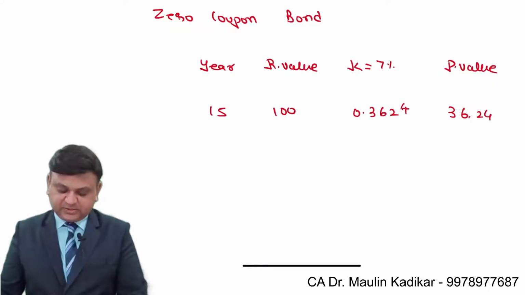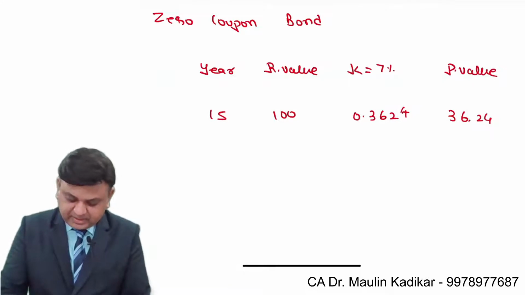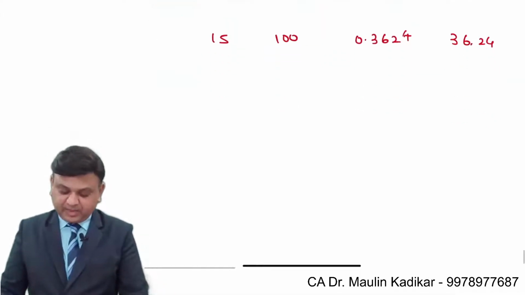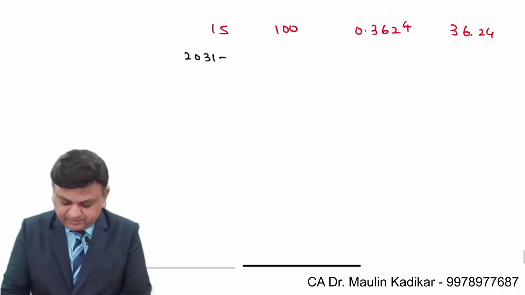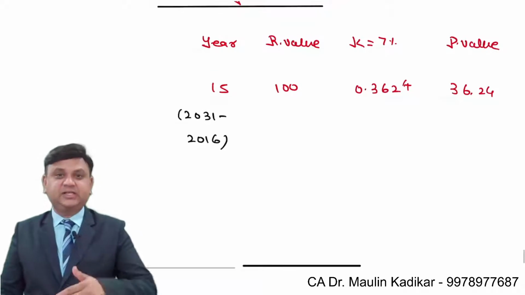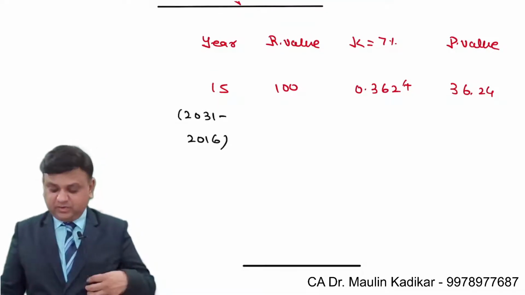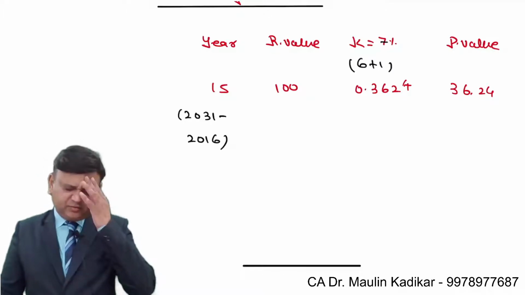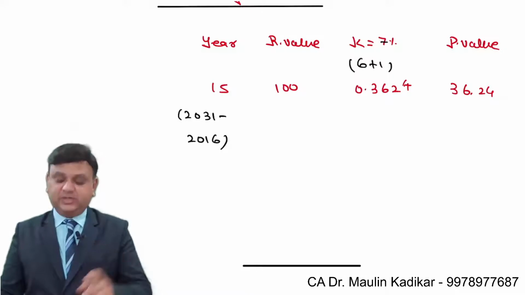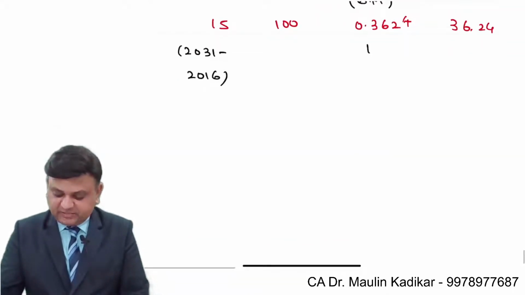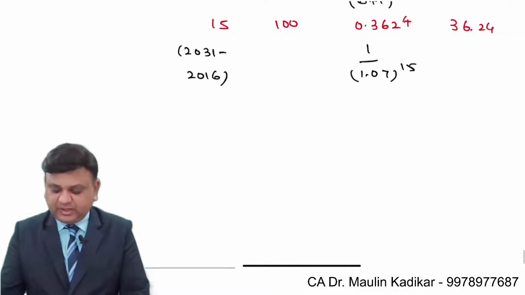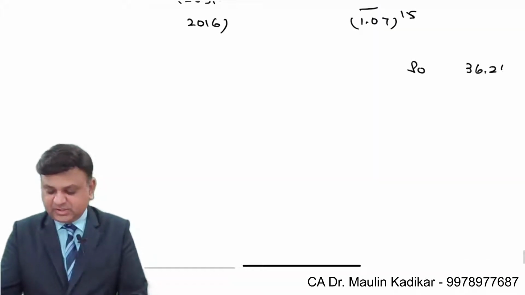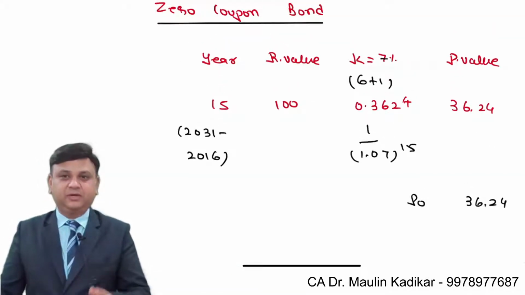I just explained to all of you friends. In case of zero coupon bond, there is no cash accrual in between. You are going to get the amount directly at the end of the 15th year. How is this 15th year calculated? 2031 minus 2016. At the end of the 15th year you are going to receive the amount. How much? 100 rupees. The same is discounted at the rate of 7%. How is 7 calculated? 6 plus 1. So we understand 1 divided by 1.07 raised to the 15th year. We compute the present value, that is P0. So P0 is 36.24. That is the way the answer is calculated. Please take down the answer.